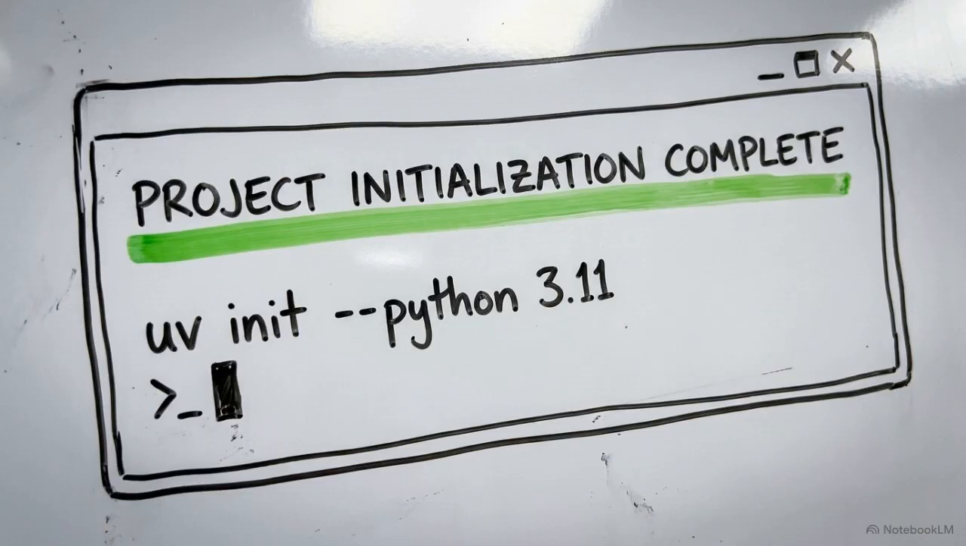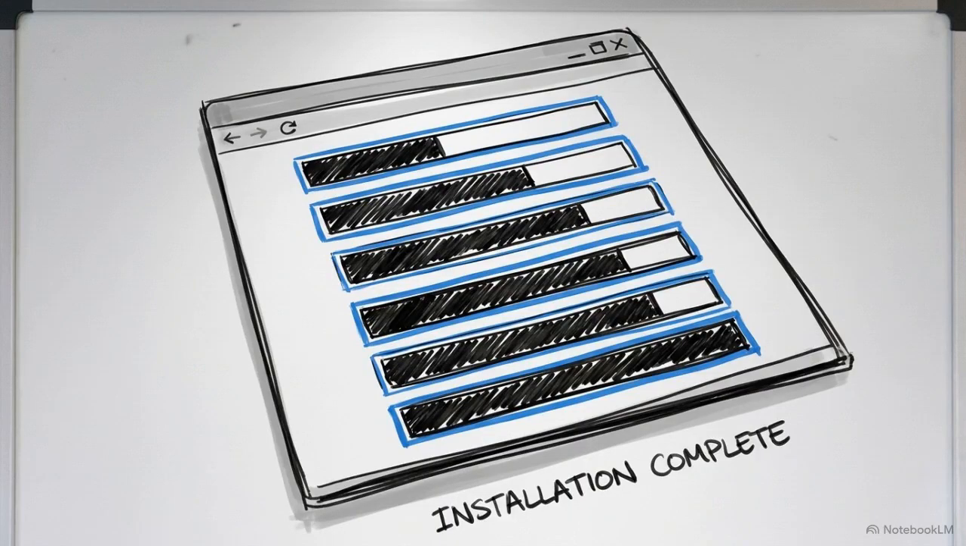Start by creating a new directory for your project. Then open your terminal and initialize it by running uv init --python 3.11. Next, add the required dependencies. You'll run the uv add command for FastAPI, Uvicorn, Pydantic, and the Strands Agents package.